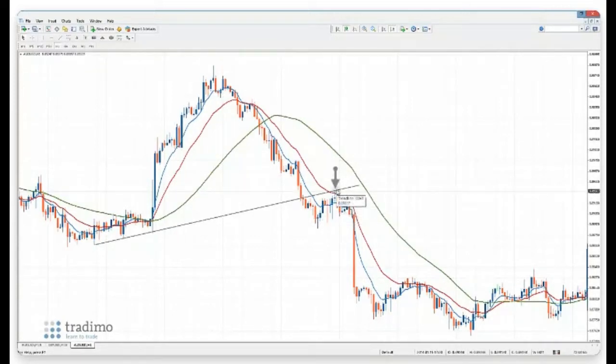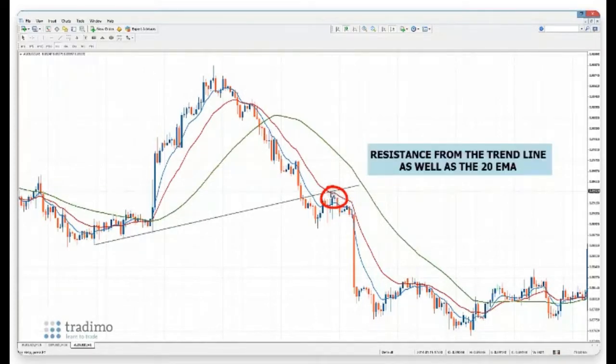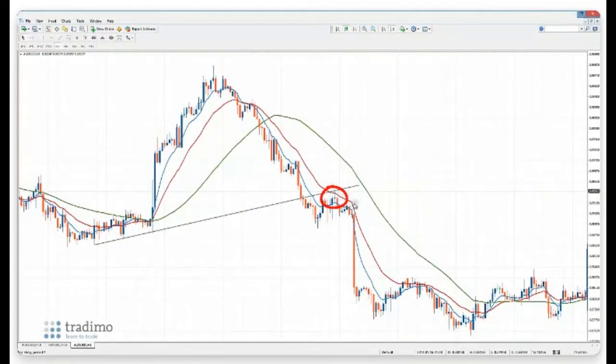end of the trend line. So the trend line acted as support, now it acts as resistance. Price comes between the 8 and 20 EMA, finding confluence of resistance from the trend line as well as the 20 EMA before price takes a nice move to the downside.